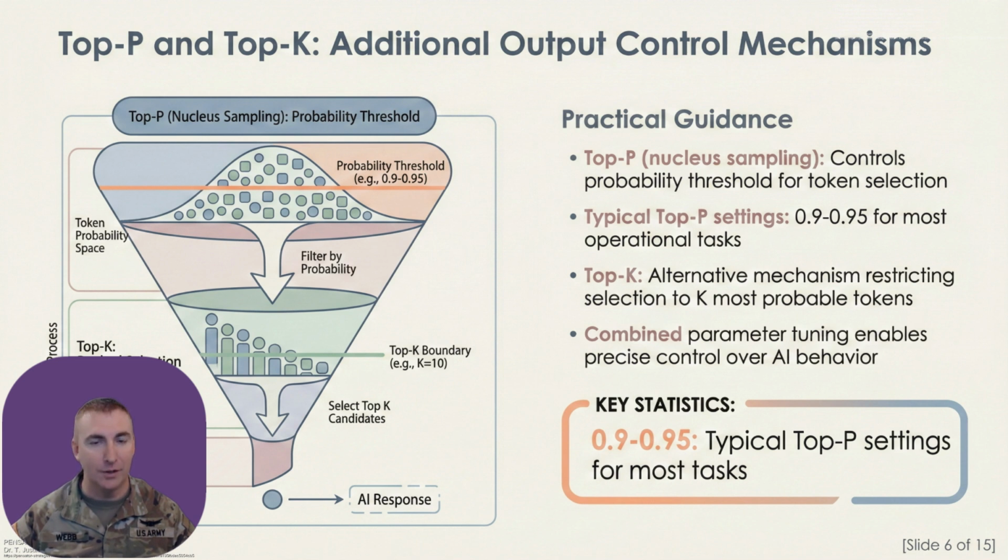The interaction between temperature and Top P determines overall output diversity. Low temperature with low Top P produces highly deterministic outputs. High temperature with high Top P maximizes creative variation. Match parameters to mission requirements rather than accepting default configurations.